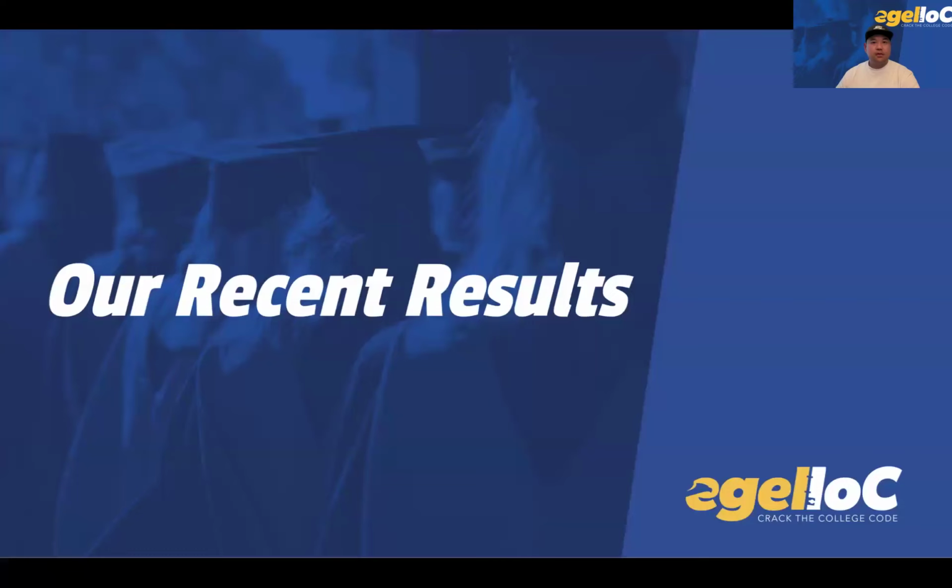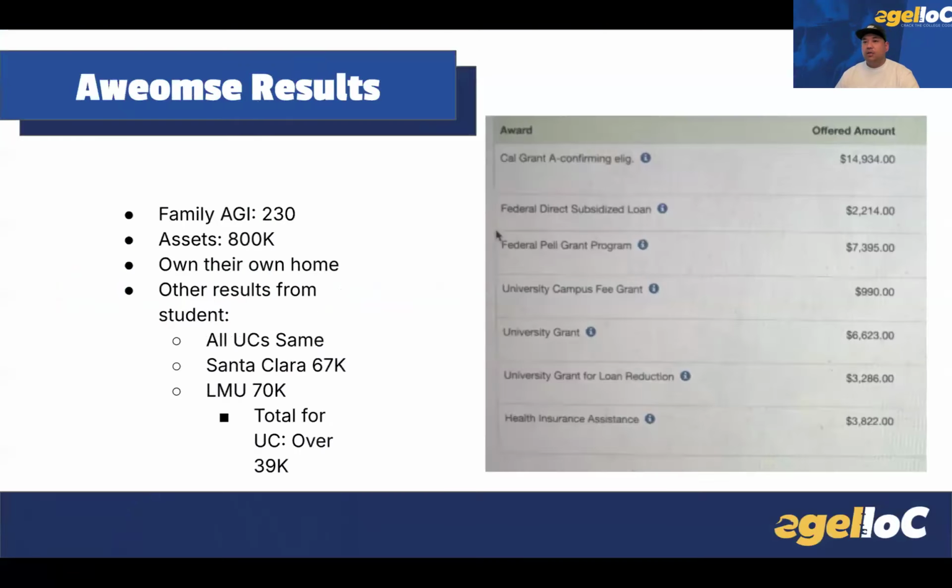Okay. Now, again, I just want to share a couple of recent results. These are the ones I have been sharing, but I do see some new people here and want to make sure they see these as well. So this is a student going to UC Davis in the fall. Their family AGI was around 230, and they had around $800,000 in assets. They own their own home, but we were able to get them roughly $40,000 a year. This family is paying $5,000 a year to go to UC Davis. So that is $1,700 in the fall, $1,700 in the winter, $1,700 in the spring.